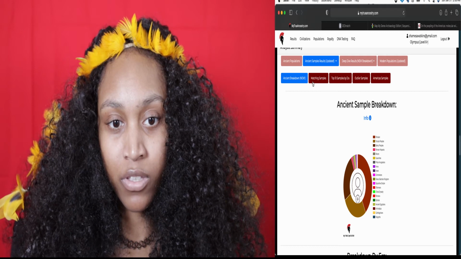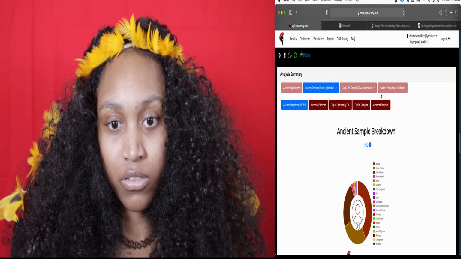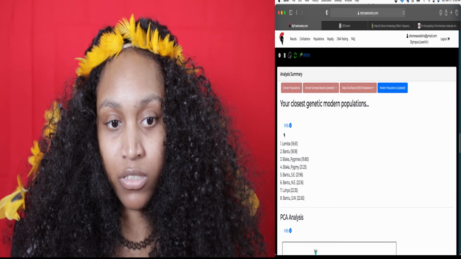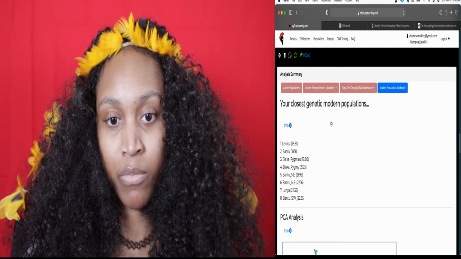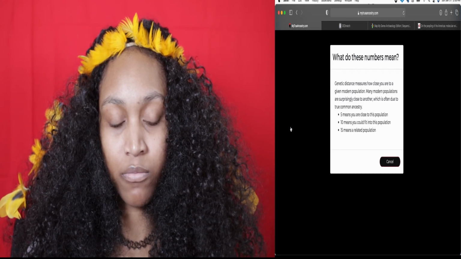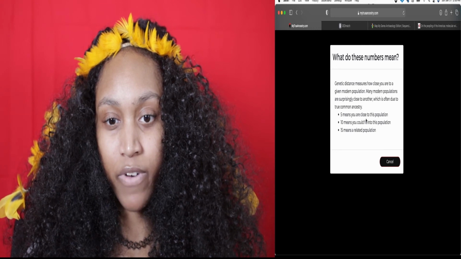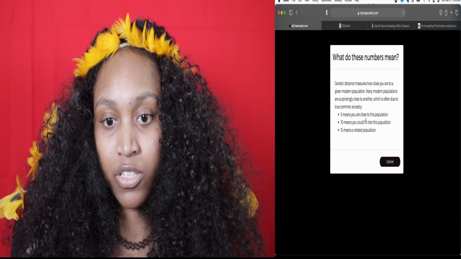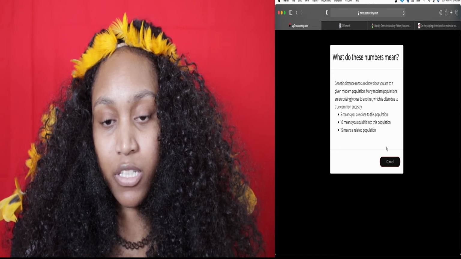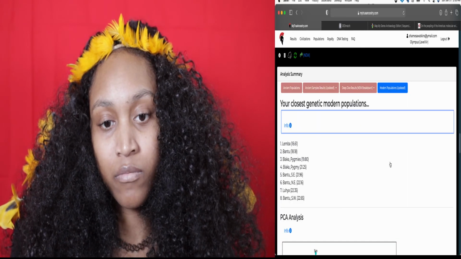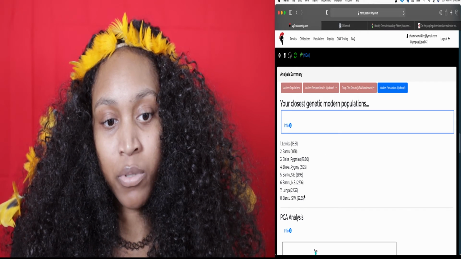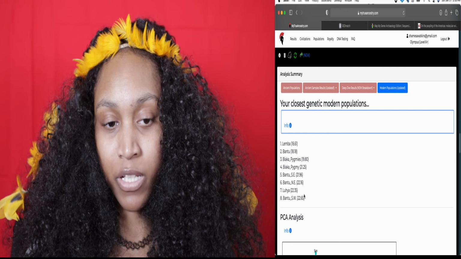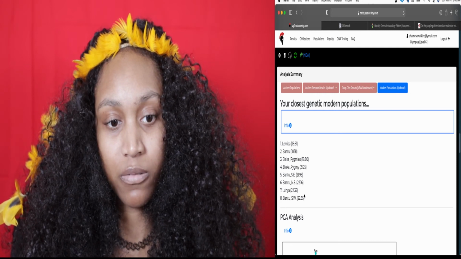So let me show you modern populations. Your closest genetic modern populations. Go to info. 5 means that you are close to this population. 10 means you could fit into this population. 15 means a related population. All of these are above 15. These are your closest genetic populations, and they're all above 15.